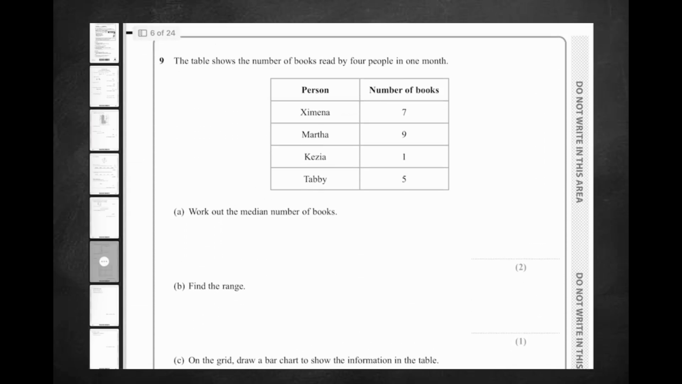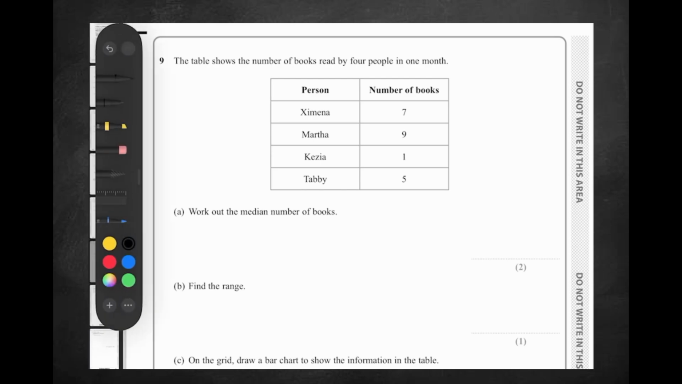On to question 9. The table shows the number of books read by 4 people in 1 month. Work out the median number of books. So that will be the middle number once we've listed them in order of size. So we're going to say 1, 5, 7, 9. The middle, or the median, falls between the 5 and the 7. So what we're going to do is 5 plus 7 divided by 2 to find the middle of 5 and 7. It's just going to be 6.